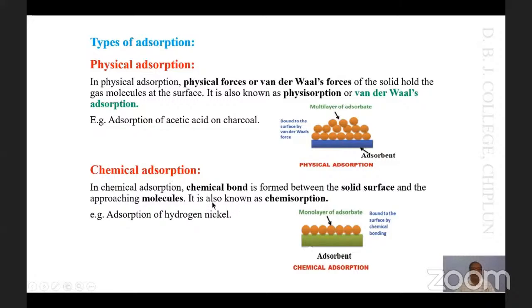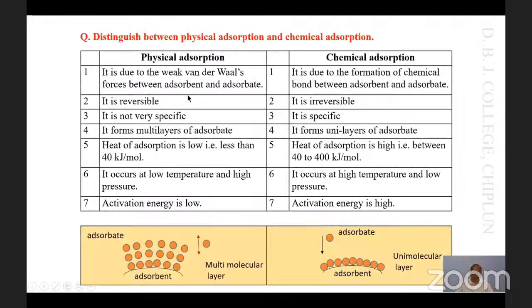This adsorption is also known as chemisorption because of the formation of a chemical bond between the adsorbent and the gas molecule. The specific example of this kind of adsorption is the adsorption of hydrogen gas onto the surface of nickel. Now then, what's the exact difference between physical adsorption and chemical adsorption?